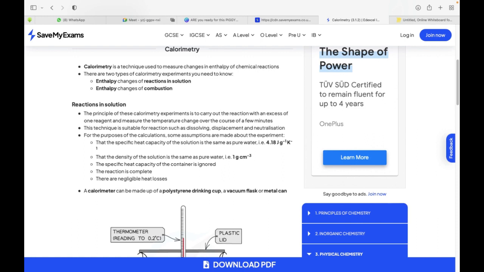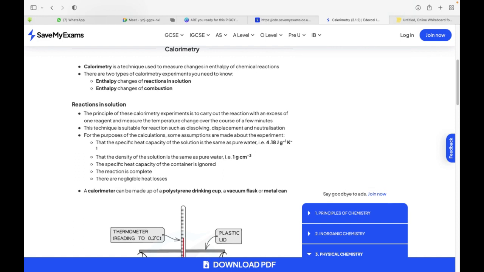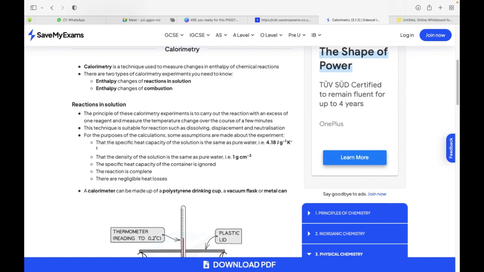More specifically, it is 4,180 joule per kilogram per Kelvin. But if you are using gram, not kilogram, you can just say 4.18 joule per gram per Kelvin. If you are using gram, you just say 4.18. If you're using kilogram, this will be 4,180. Please take note of this.